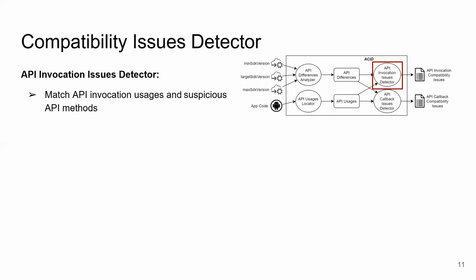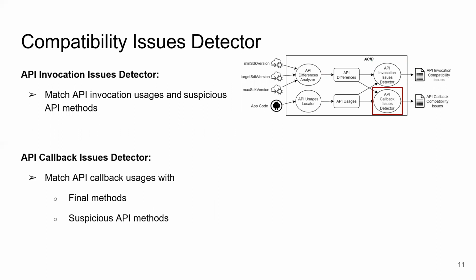API invocation compatibility issue detector uses the API invocation usages in the source code generated by API Usage Locator and the suspicious methods generated by API Difference Analyzer. API Callback Compatibility Issue Detector detects compatibility issues by checking if any overwritten API method is final or identified as suspicious by the API Difference Analyzer.